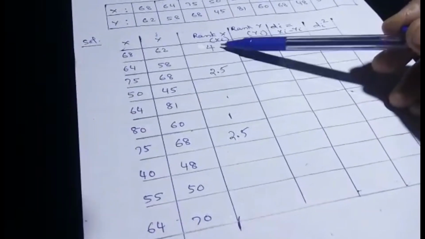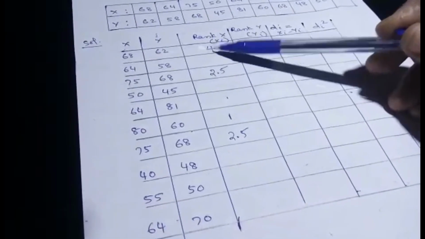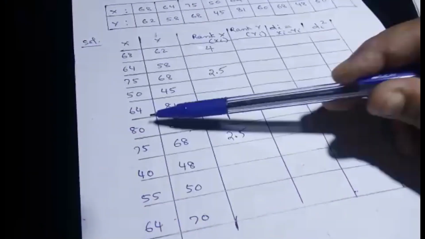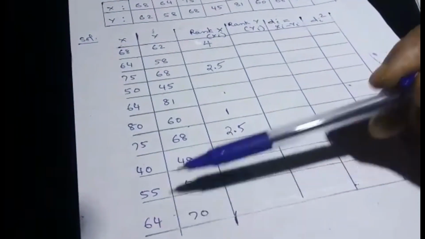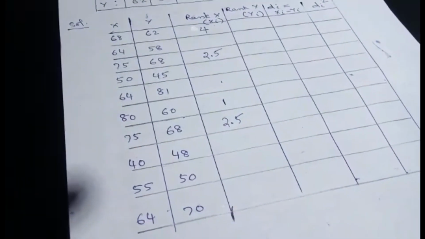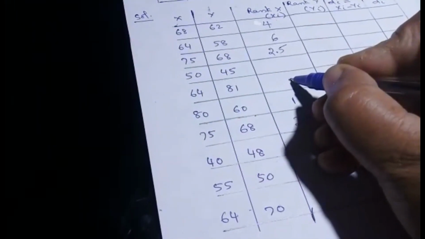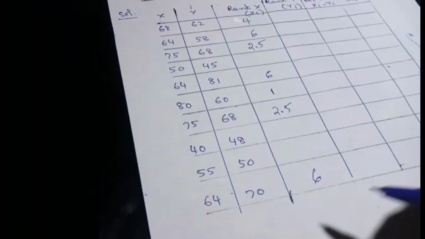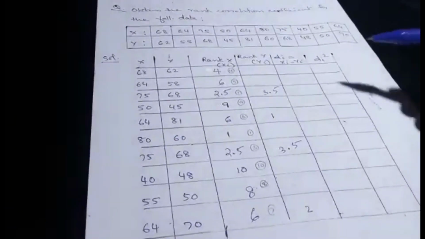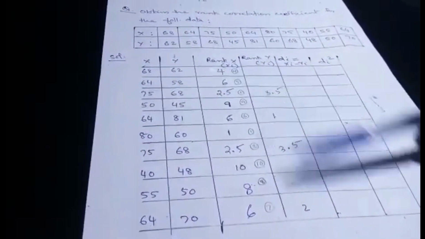So up to 4 you have completed. Naturally the next ranks are 5, 6 and 7. So 5 plus 6 plus 7 by 3 you have to find, and you will get 6. Here 6, here 6 and here also 6. Now you have completed all the Xi values.